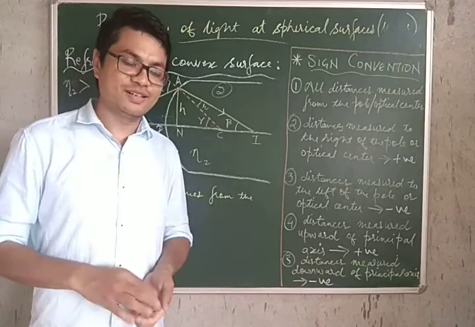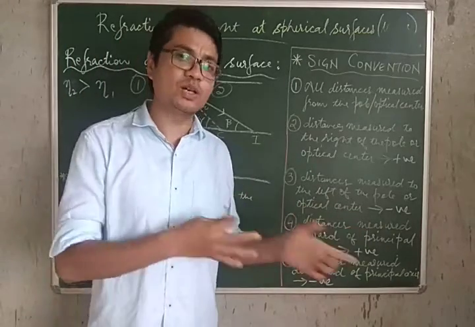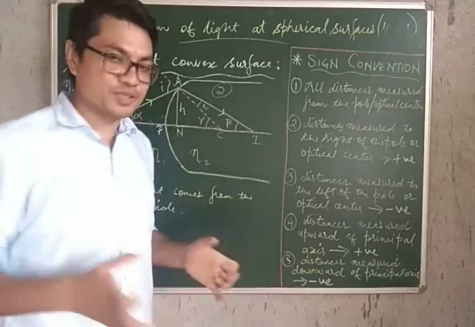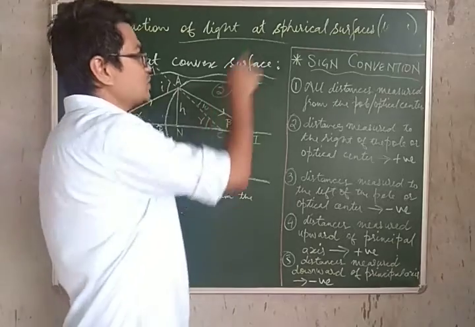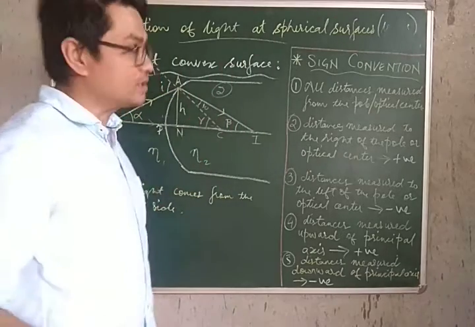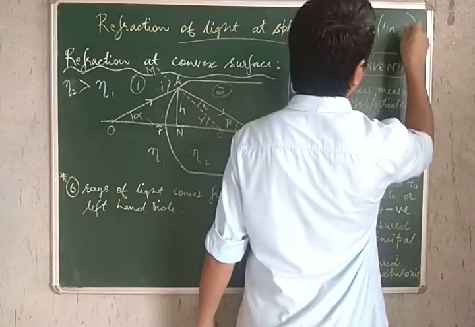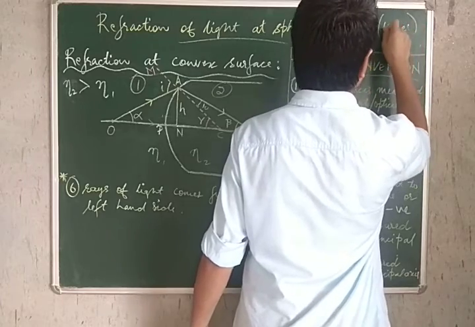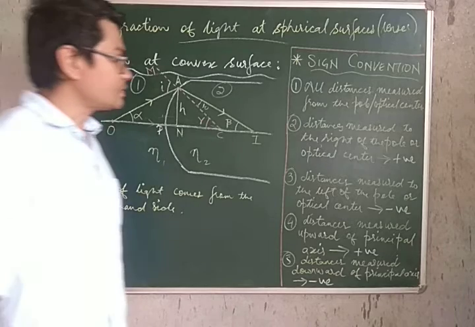Hello class 12. In the last video we discussed refraction taking place through a prism, and now we are getting serious about refraction. We are going to talk about refraction taking place through spherical surfaces, and of course refraction taking place through lenses. Okay, so this is refraction taking place through spherical surfaces.